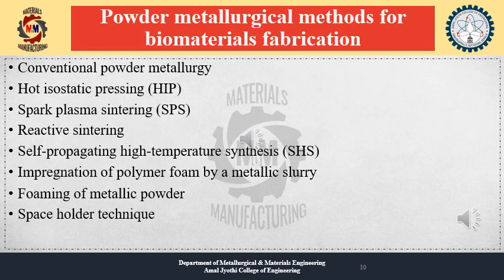Powder metallurgical methods for biomaterial fabrication. The first one is conventional powder metallurgy. Second is hot isostatic pressing (HIP). Third is spark plasma sintering (SPS). Fourth is reactive sintering. Fifth is self-propagating high temperature synthesis (SHS). Sixth is impregnation of polymer formed by metallic slurry. Seventh is forming of metallic powder. Eighth is the space holder technique.